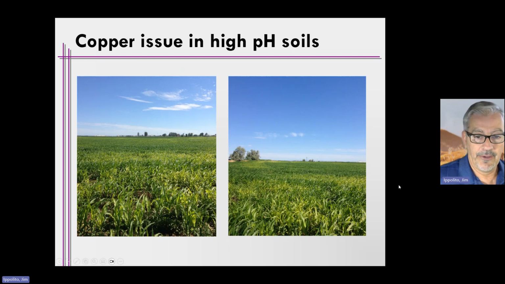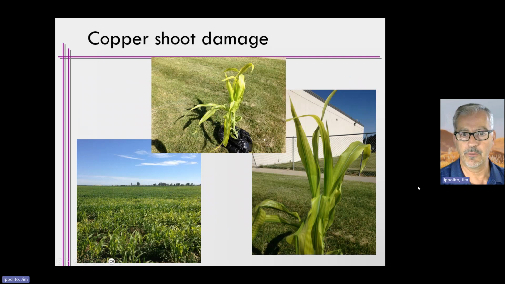When toxicity is really perceived in a field, it looks like a deficiency. You can see the deficiency in these two pictures of corn, and it looks like an iron deficiency. It looks like there's interveinal chlorosis.